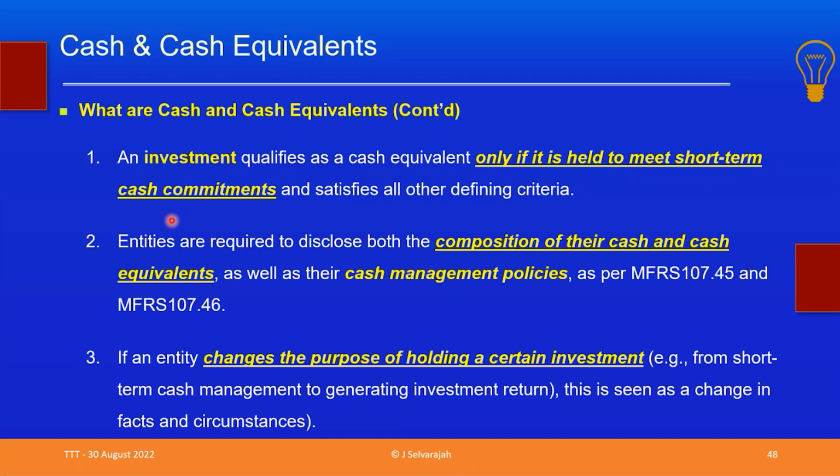We have too much cash, but we don't want to keep it here. We want to put it, even for 2 months, in something. Short-term cash commitment. So what is short-term? That's the question, right? So entities are required to disclose the composition of their cash and cash equivalents. That's why the notes to the accounts explain it. All right? As well as their cash management policy under paragraph 45 of MFRS 107 and also paragraph 46.